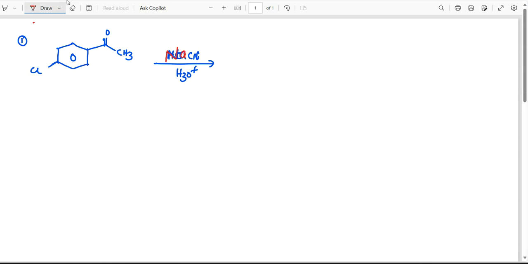Is it an aldehyde? No, this is a ketone. Why? Because of the functional group present here. If a hydrogen is present along with the CH3 group, it will be called an aldehyde. But we observe that on both sides of the carbonyl compound, C double bond O, two carbons are present. That way, this is considered a ketone.